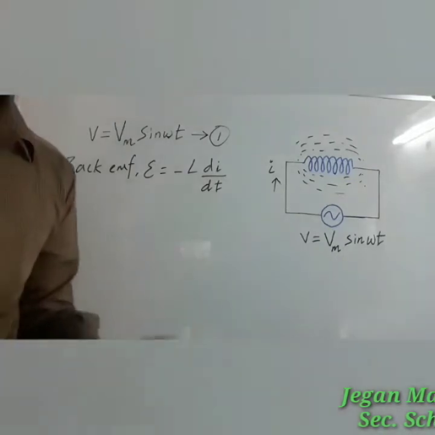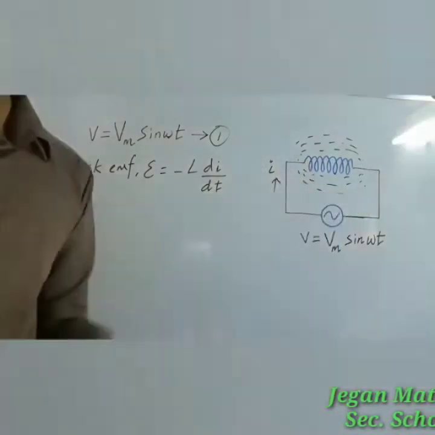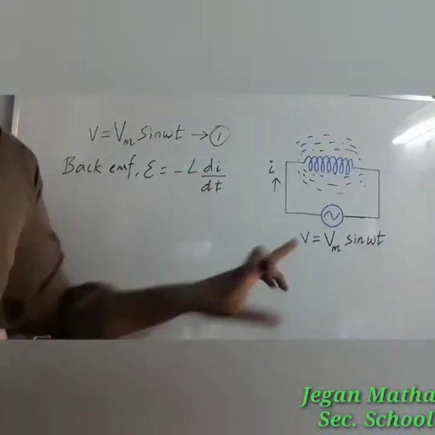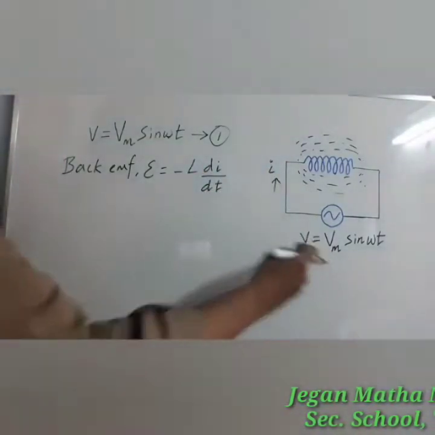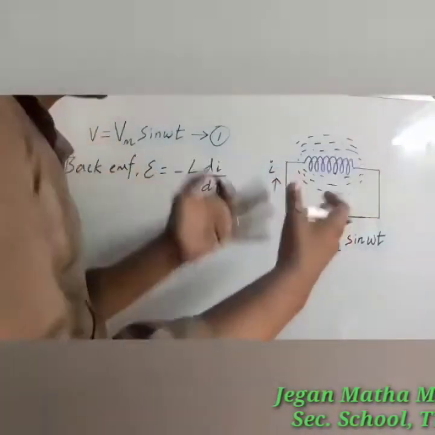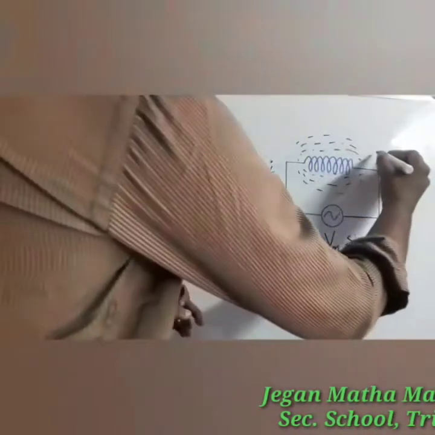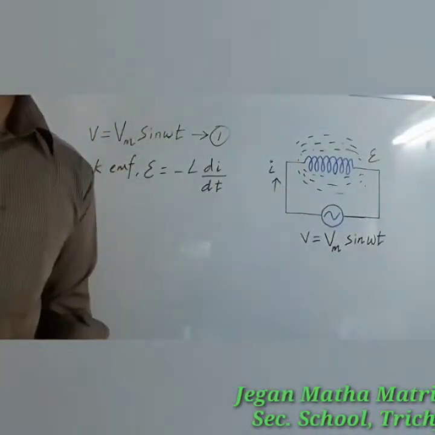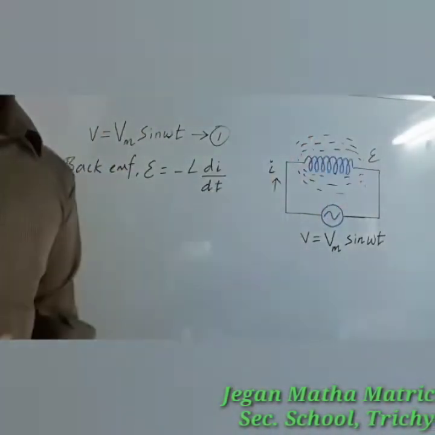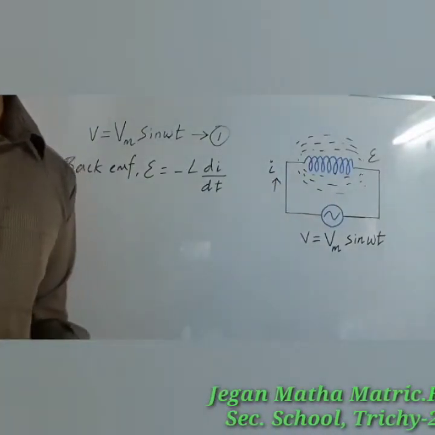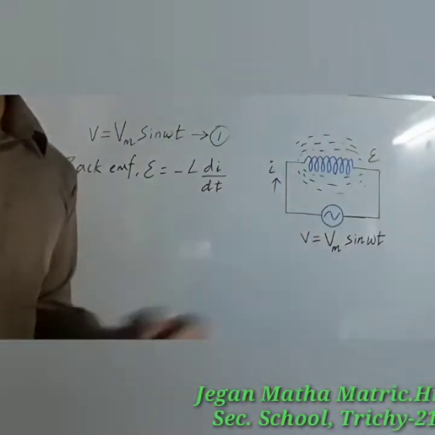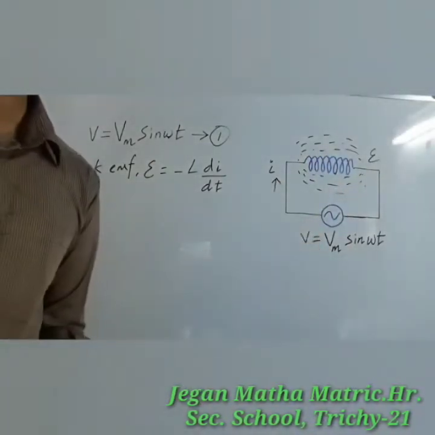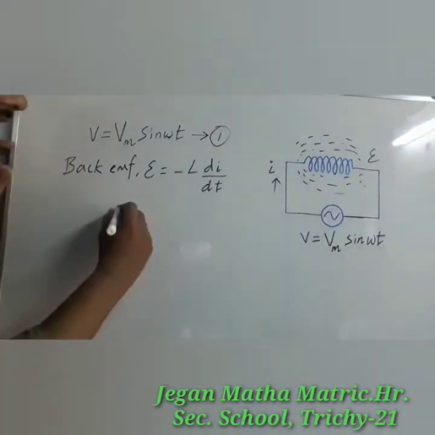By applying Kirchhoff's loop rule to the purely inductive circuit, we can get the following. First, there are two things: one is the applied alternating voltage V, and the other is the EMF it creates by itself, known as back EMF. Both are in opposite directions. We have learned in Lenz's law that the induced EMF is opposite to the source. Here the EMF is induced due to the alternating voltage, so it will be in the opposite direction to the alternating voltage.